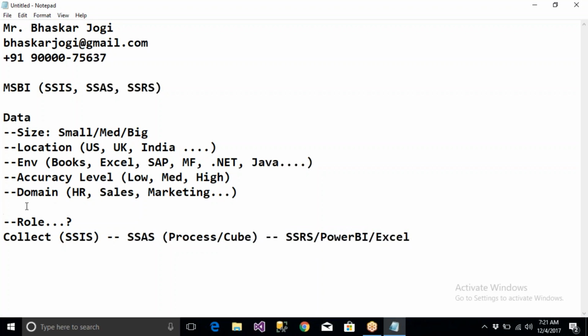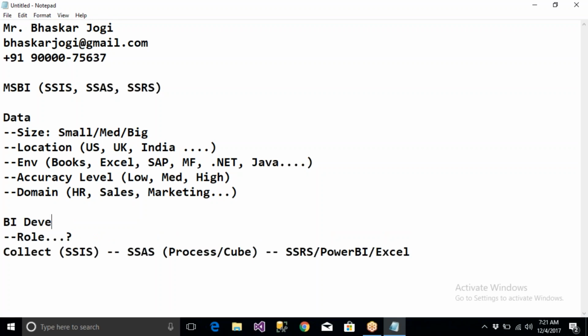So what is that we're going to do as a BI developer? What is my role? You will be a BI developer. So your role would be either collecting data and dumping into the system. And the second thing is that you should be able to analyze the data, process the data, or work on SSRS or Power BI or Excel sheets to create reports and give it to the companies, right? So this is what we're going to do.